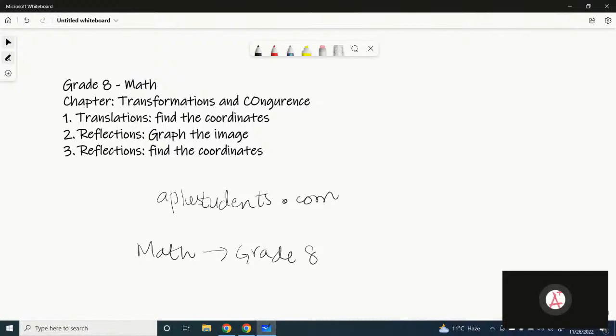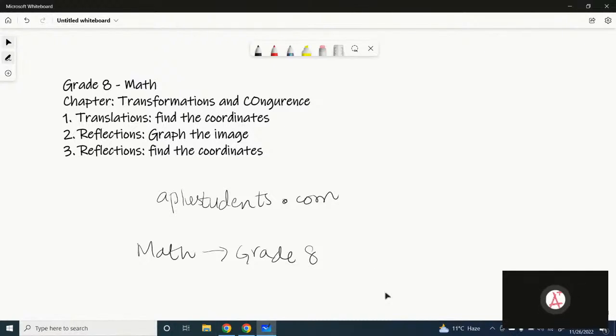So, we're going to cover the topics from the chapter. They are translations, find the coordinates; reflections, graph the image; reflections, find the coordinates. Got it? These are the lessons we are going to cover today. So please make sure you have your notebook and pencil so that you can note down the important points and examples as well. Got it?